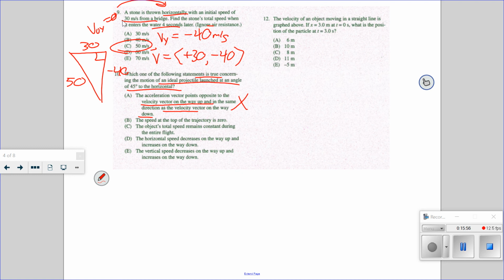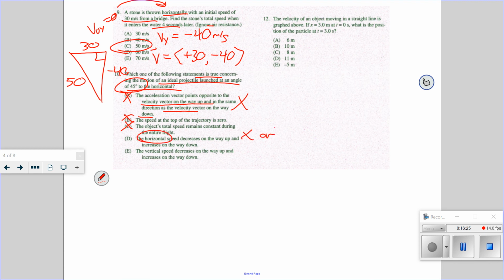The object's total speed remains constant. What? No, it's kind of like the vertical component as you launch is going to shrink away to 0 at the top, just like it was fired straight up, and then accelerate again going down. So the total speed can't possibly be 0 or constant. Horizontal speed decreases on the way up and increases on the way down. That's close, but it says horizontal. That means x, or Vx. No, no, no. So it better be C because I'm proving them all wrong for now.